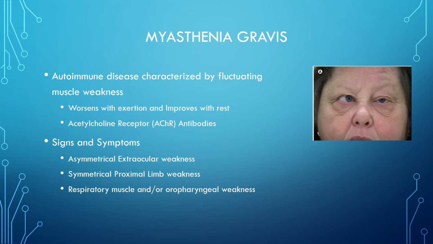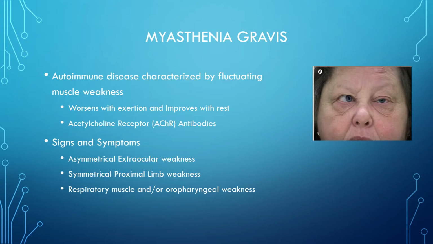So what is myasthenia gravis? It's an autoimmune disease characterized by fluctuating muscle weakness. It worsens with exertion and it improves with rest. Typically, it's associated with antibodies directed against the acetylcholine receptor. The classic sign and symptom is asymmetrical extraocular weakness, defined as either ptosis or diplopia. Ptosis is this drooping eye, as you can see here. So one is lower than the other, and then we have diplopia, which is double vision.